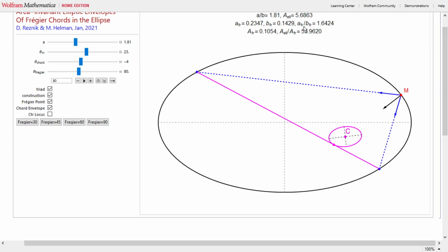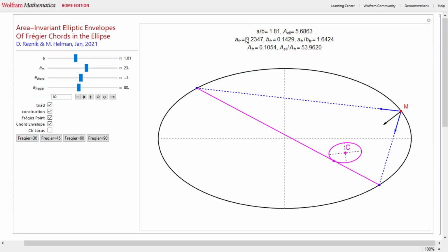So you can see that here. Numerically, I have the two axes being shown here. The outer one has A equals 1.81 in this case, and let's say B equals 1. That's what we set internally. And then this envelope here has 0.2347 and 0.1429. It's a small ellipse, and the aspect ratio is clearly different from the outer one. So it's 1.6, and this thing is not axis aligned.